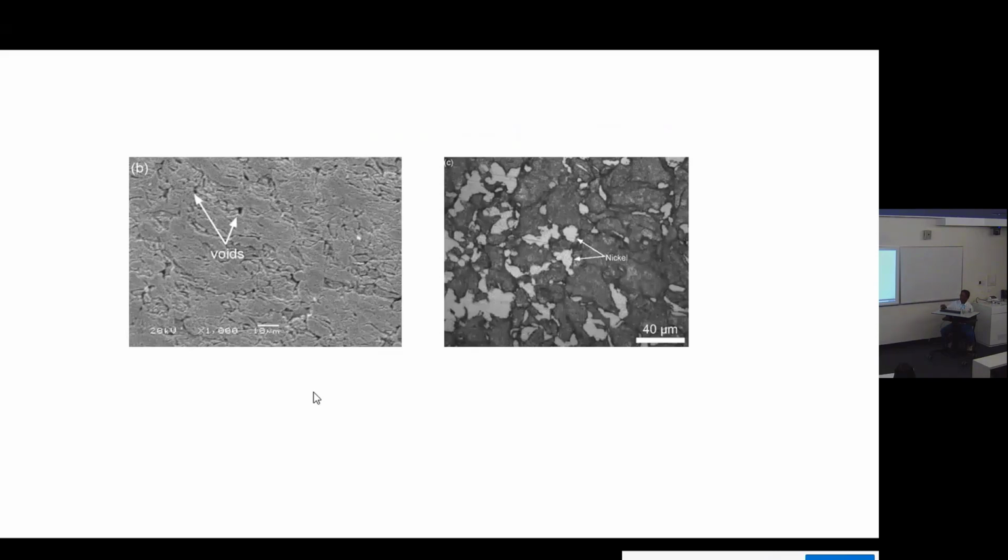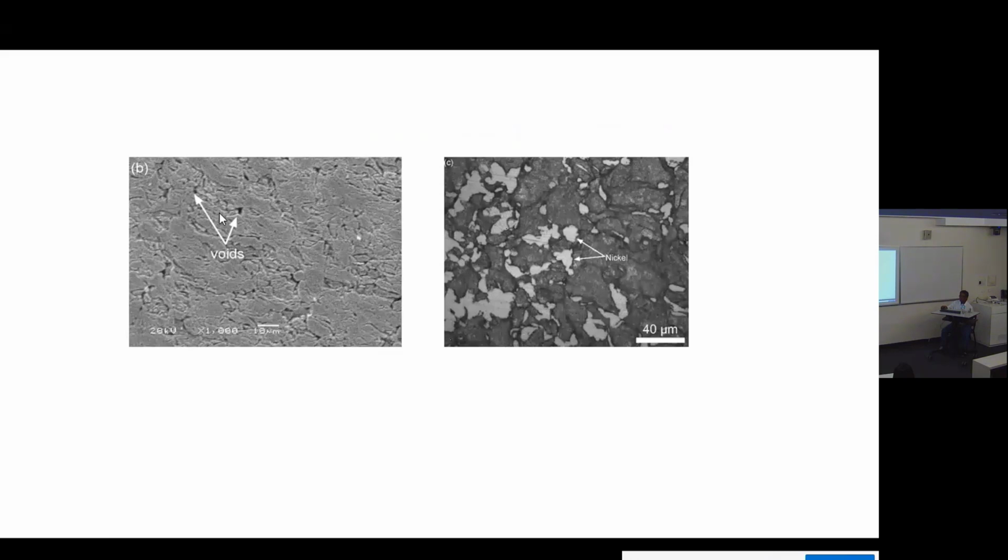But this is different. We had separate powders of nickel and copper, and then they were blended and then sprayed. So when it was done, you can see nickel is there. It's just sitting there in the as-sprayed condition, and it also has got a few voids. You can see because the powder has deformed, but it has got a certain amount of voids.